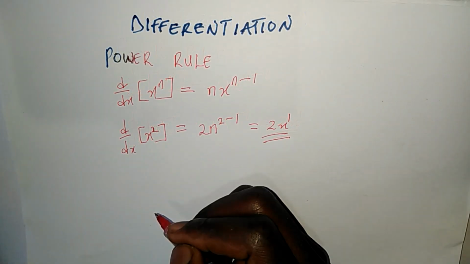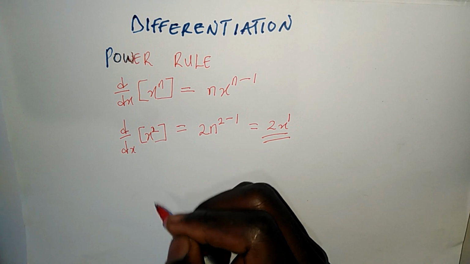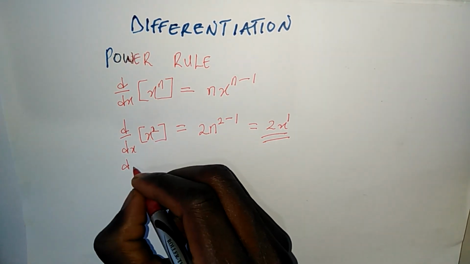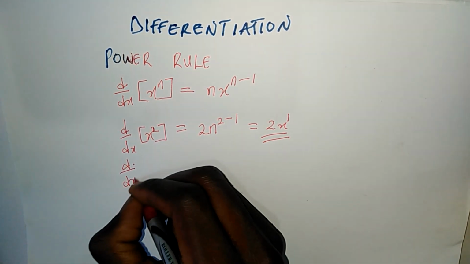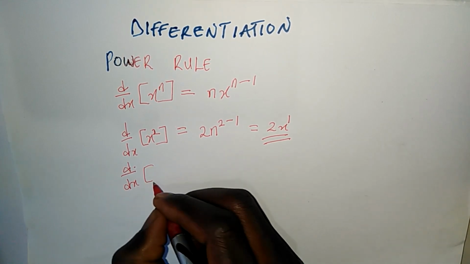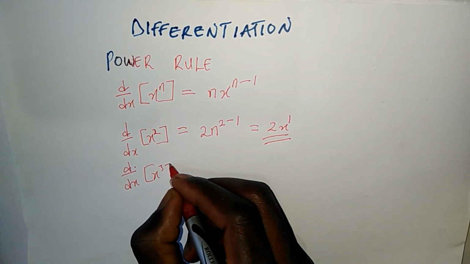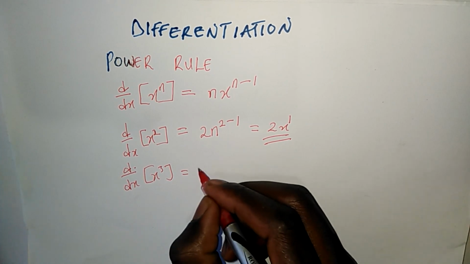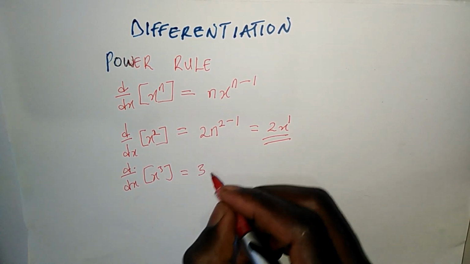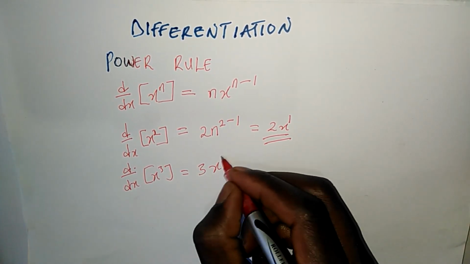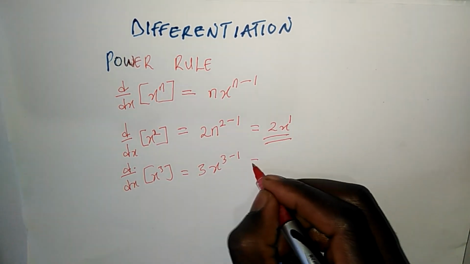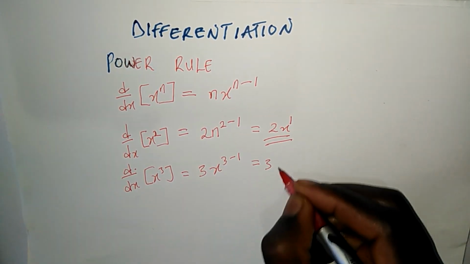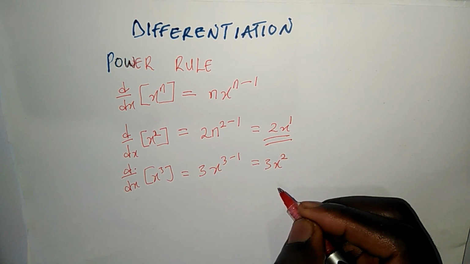Next, find the derivative of d over dx of x raised to power 3. How we did earlier, you bring down the 3. 3 is representing n, times x raised to 3 minus 1. Therefore, we have 3x raised to power 2.